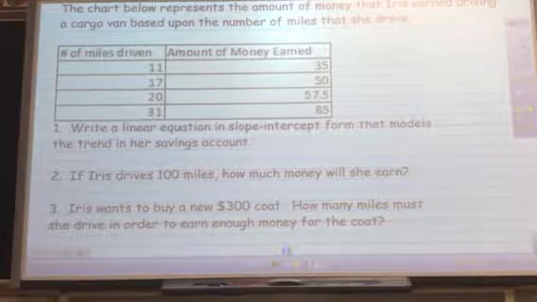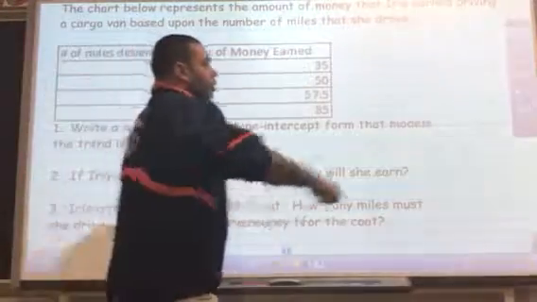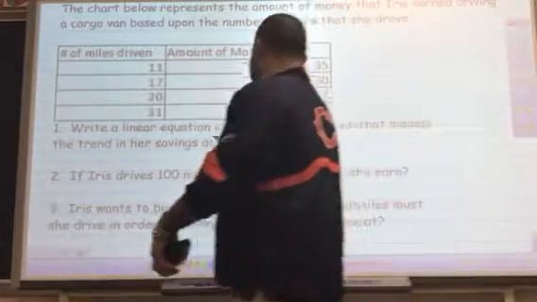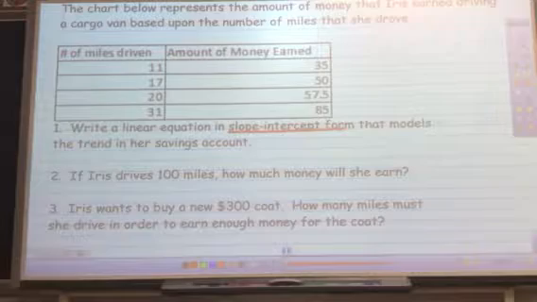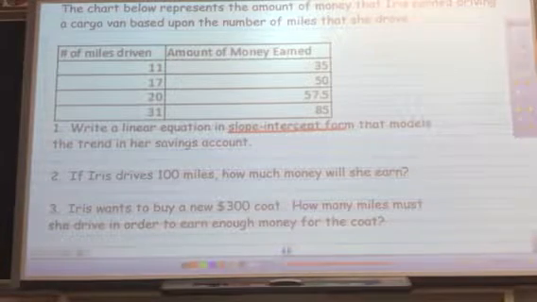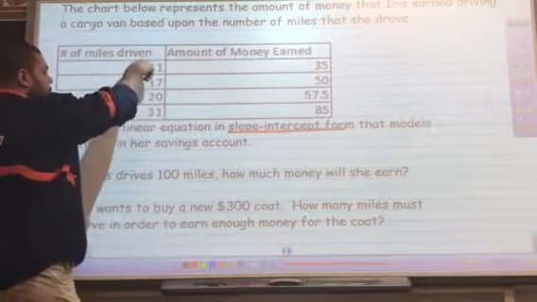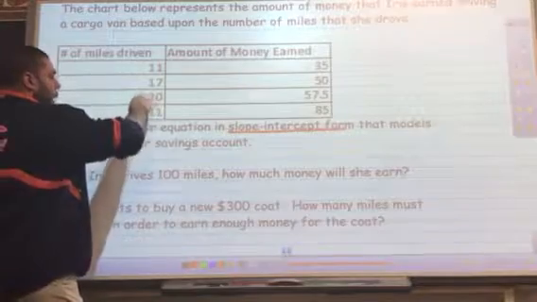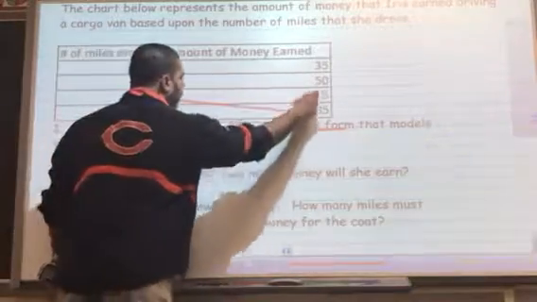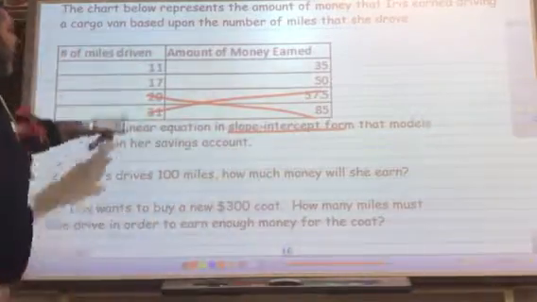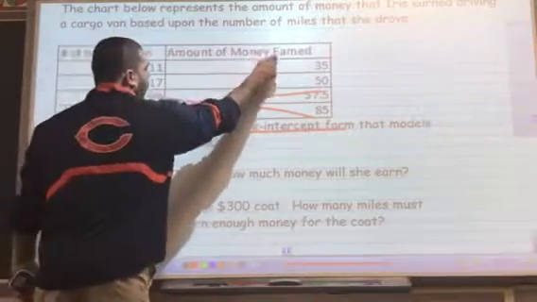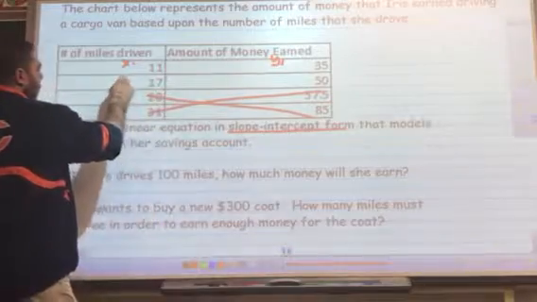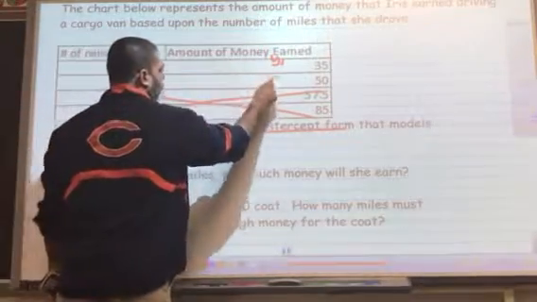Number 1 says write a linear equation in slope-intercept form that models the trend in her savings account. Now, again, I only need 2 of these. So I'm just going to ignore those 2, and I'm going to use these 2 points. This is going to be my x1, y1. This is going to be my x2, y2.